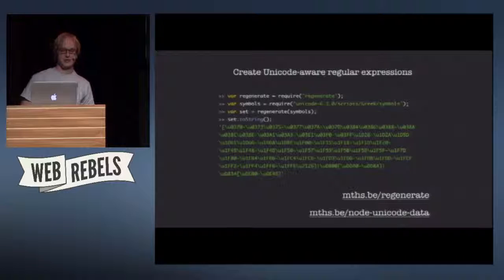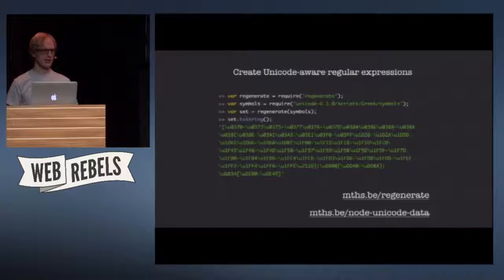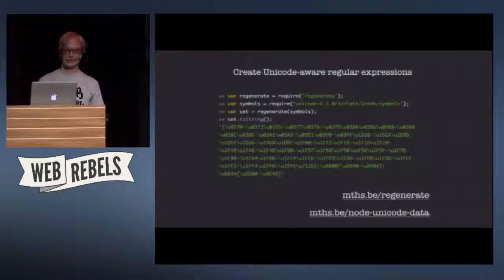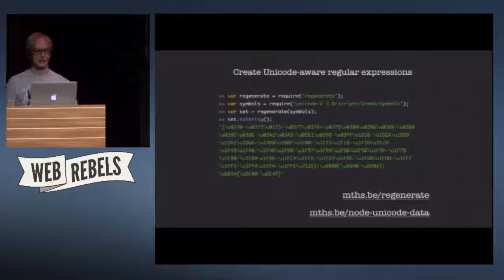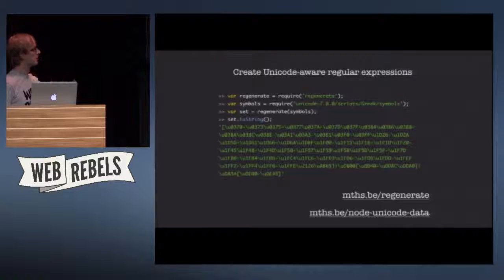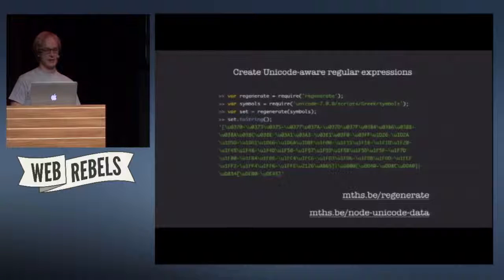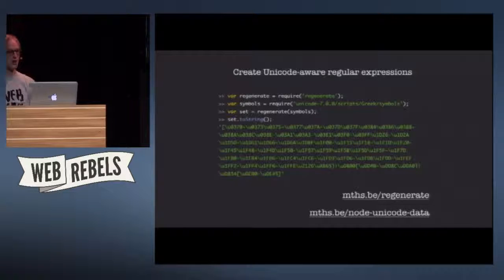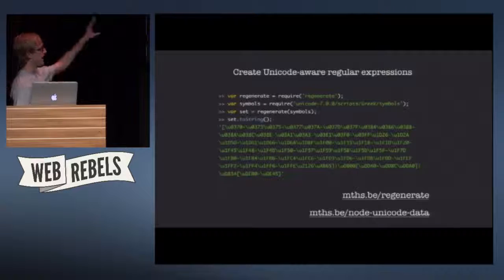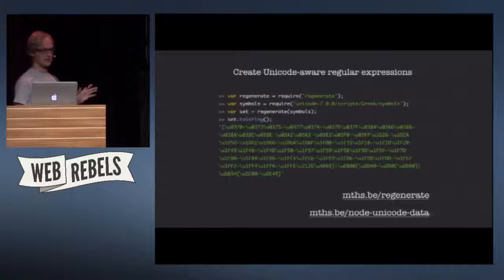Now, you may have noticed I'm using the data for Unicode version 6.3.0 here, but the latest version is actually version 7. So to update this regular expression, all I need to do is change a single line of code in the script like this. I just change the version number, I run the script again, and just like that, an up-to-date regular expression comes out. So just to summarize, my advice is if you need complex Unicode-aware regular expressions like this, just write a simple build script using a tool like Regenerate or something else, and don't even try to write any of this manually, let alone maintain it. It's just crazy.